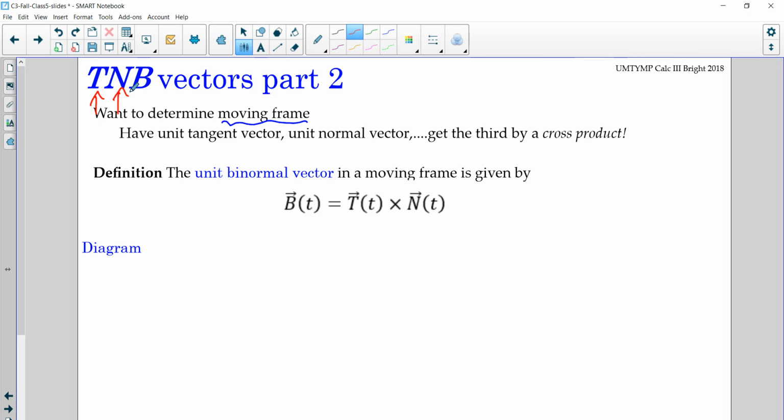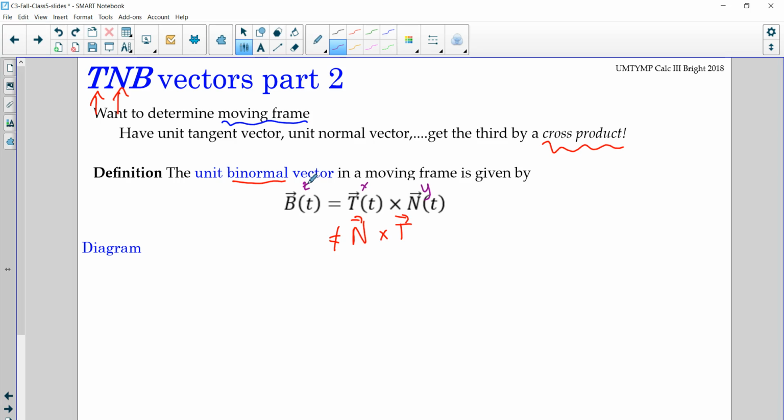So to get a third vector, we might remember that if we want to find a third vector that's perpendicular to the two existing vectors that we have, we find it by a cross product. So all we have to do to find the unit binormal vector, that's the name for b, is take a cross product. And it does have to be in this order. It is not equal to n cross t. If you want to think of this as your x, because that's in the direction of motion, and then this isn't your y, then this is going to be your z. The order is well defined here.